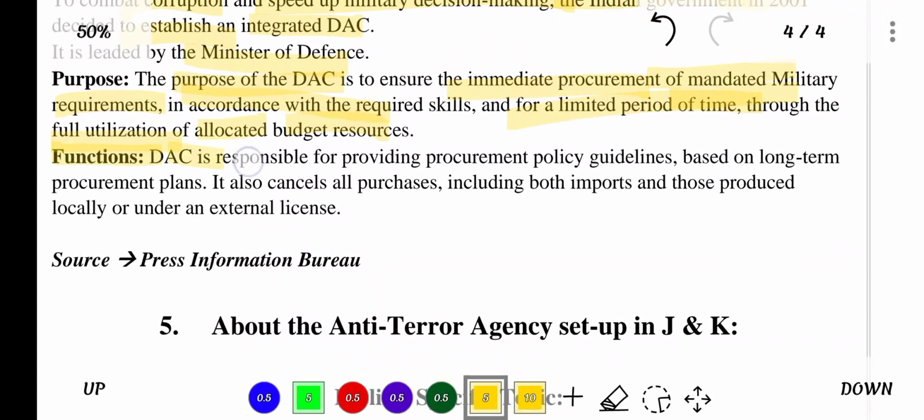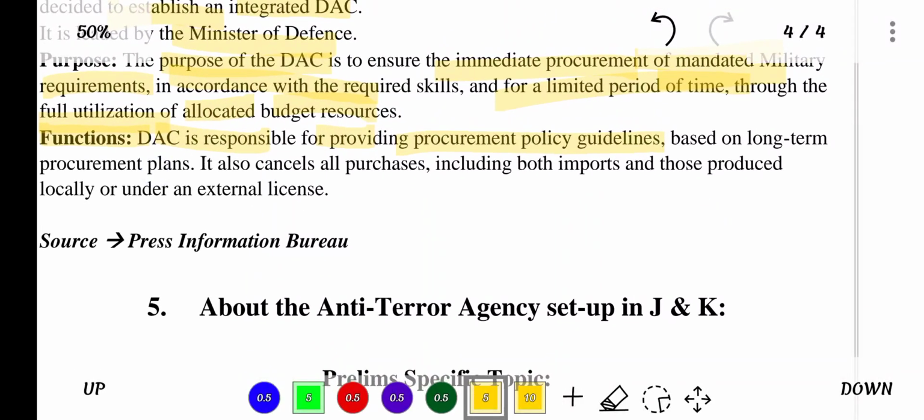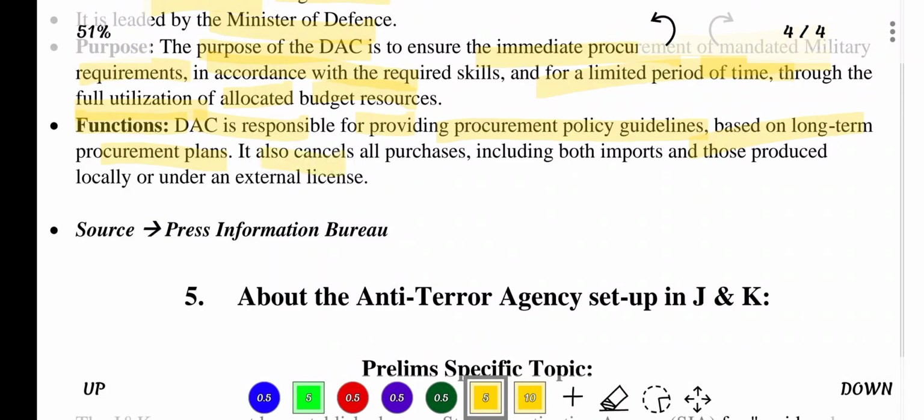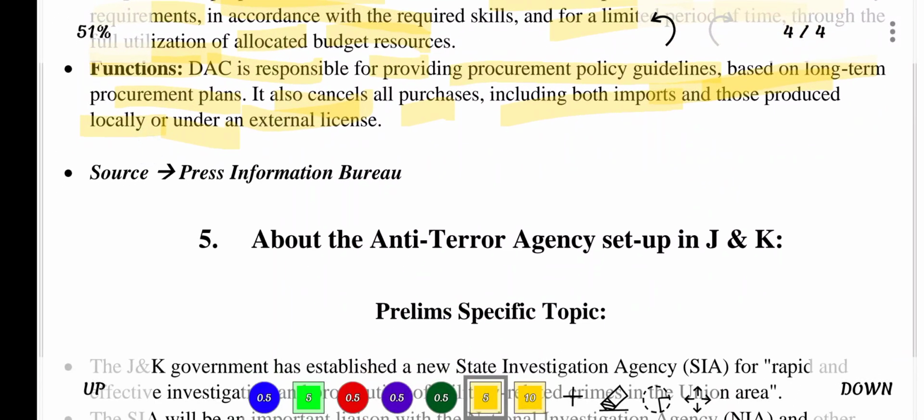Functions: DAC is responsible for providing procurement policy guidelines based on long term procurement plans. It also clears all purchases, including both imports and those produced locally or under an external license. Source of this news is Press Information Bureau.